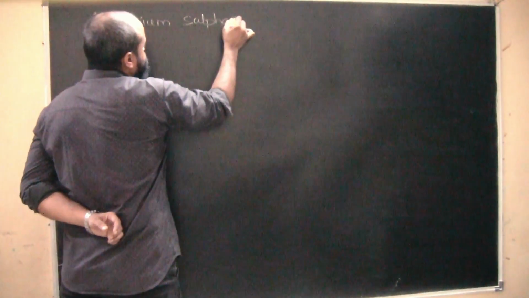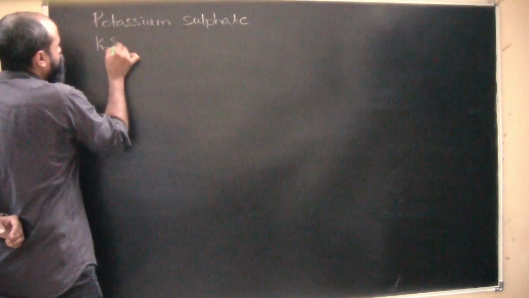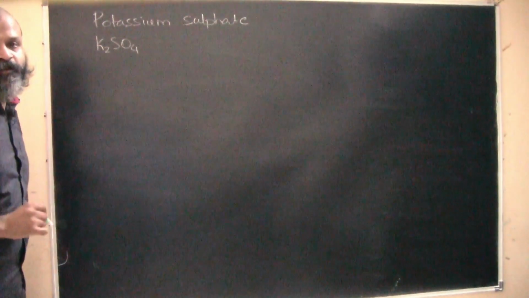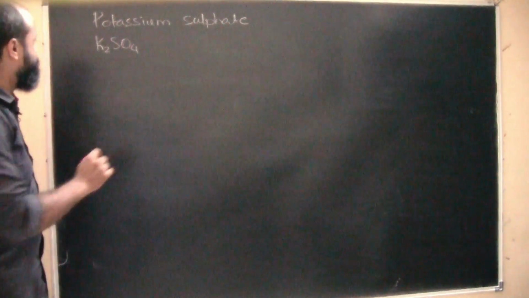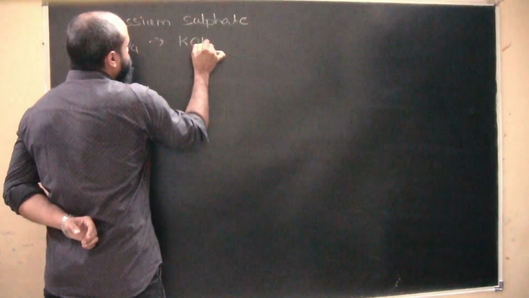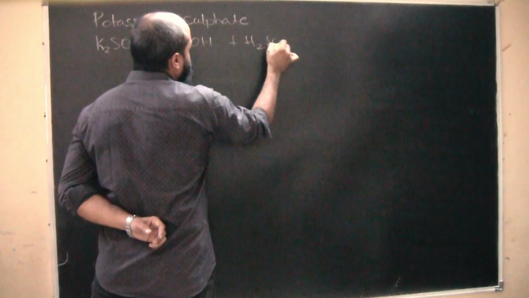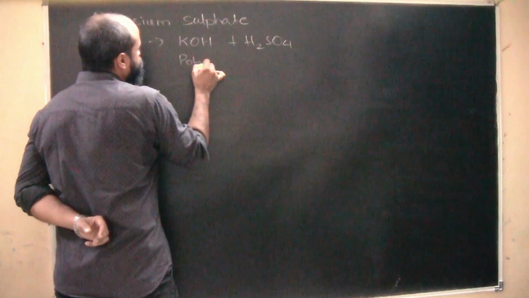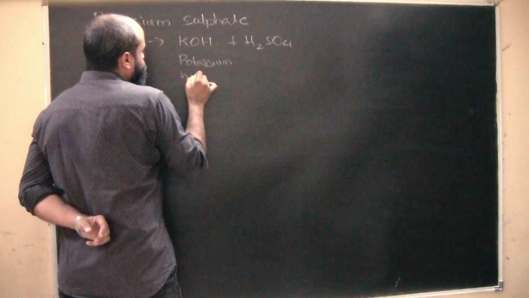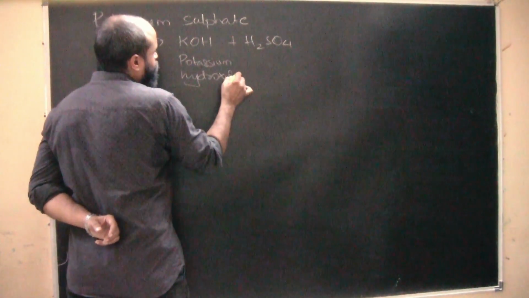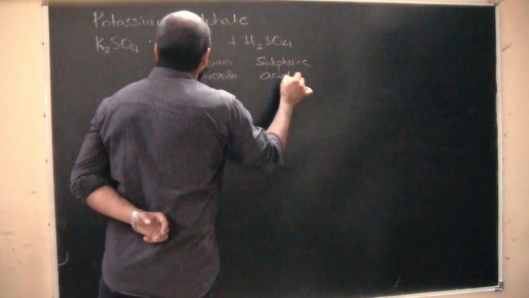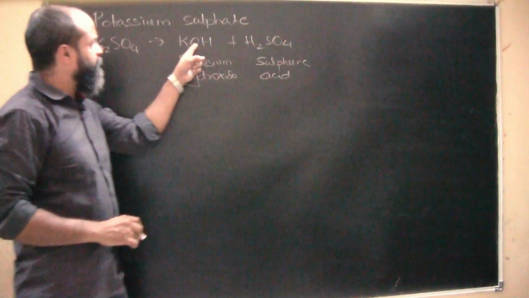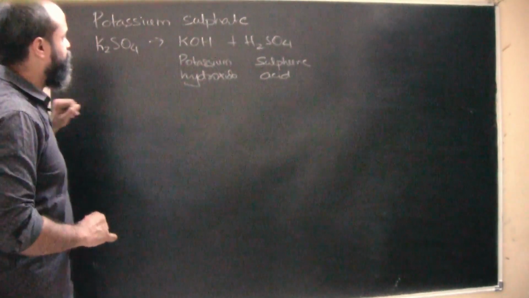So by looking at potassium sulfate, which is K2SO4, what could be the acid and the base which have reacted to form it? We know that it will be potassium hydroxide and sulfuric acid. We have not balanced the equation, but we can. That's not a very big deal. So potassium sulfate has been formed by the reaction of potassium hydroxide and sulfuric acid.